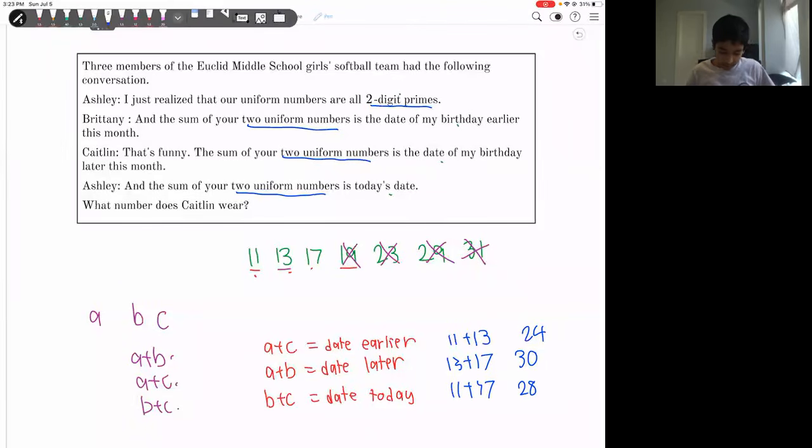Okay, so now we have these three conditions. We need to find what number Caitlin wears. So we know that A's and B's numbers will be 13 and 17. So the only number left out is 11. So 11 is Caitlin's number. And that's our final answer.